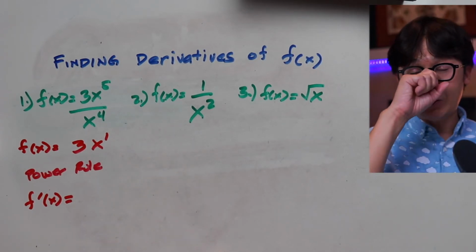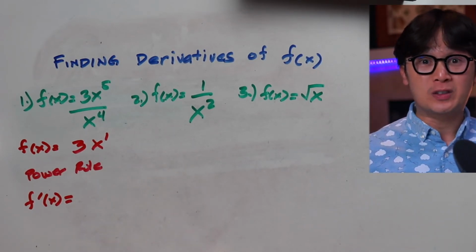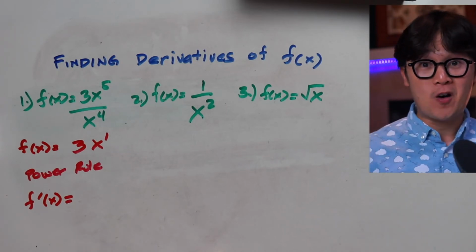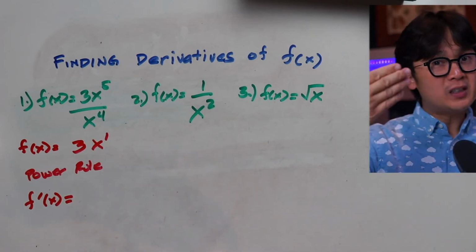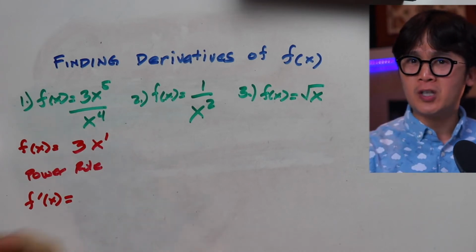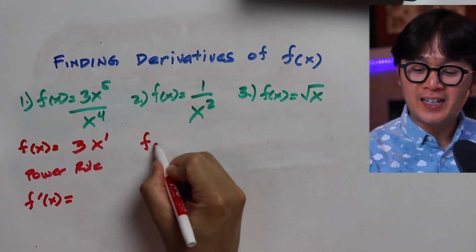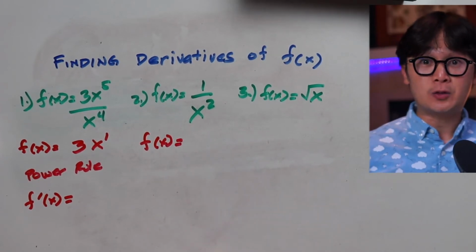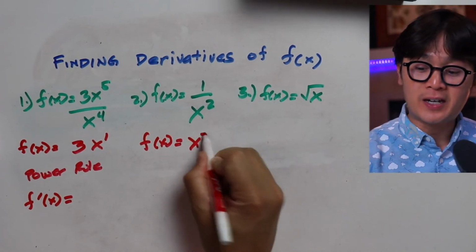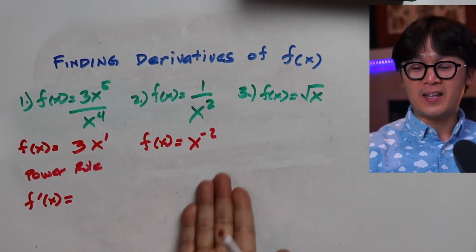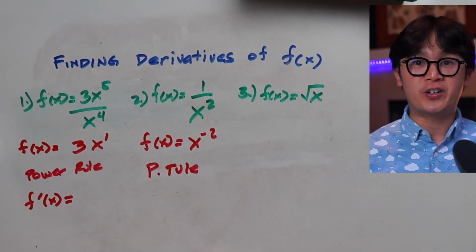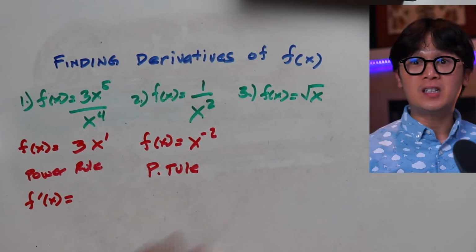And for problem number 2, 1 all over x squared, if we're going to differentiate it, most students will be quick to use the quotient rule, low d high minus high d low over low squared, which will still give you the correct answer, but the process is pretty tedious and prone to some mistakes. So instead of taking that risk, let's modify it using the law of exponents, because we know that 1 all over x squared can be converted into x to the negative 2. And now that we have this function, using the power rule will be a lot easier.